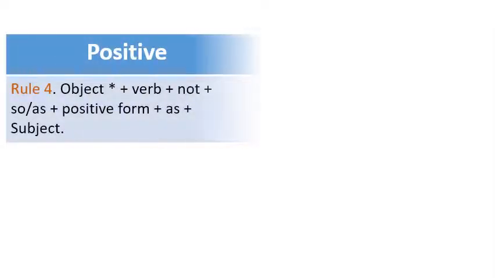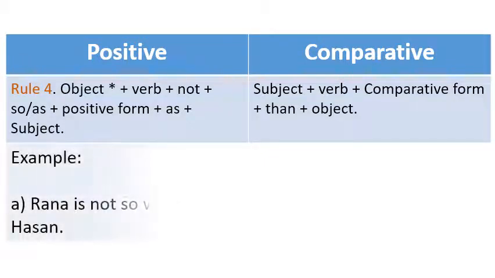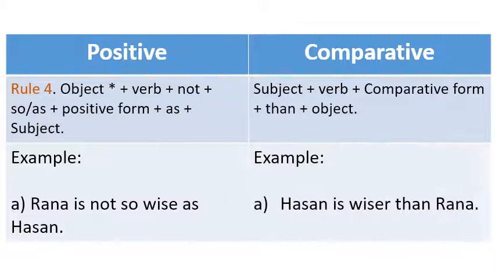Now let us see rule number 4. If you are getting structure in positive degree like this, object plus verb plus not plus so or as plus positive form plus as plus subject, then when you will convert it into comparative degree, the structure will be different. So first of all, let us see an example of positive degree. Rana is not so wise as Hassan.